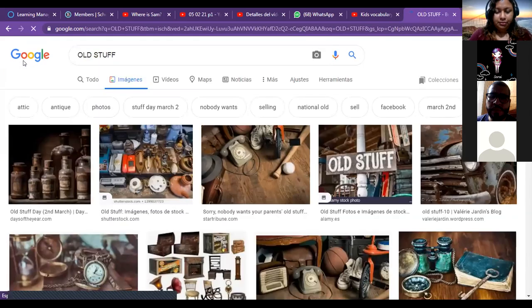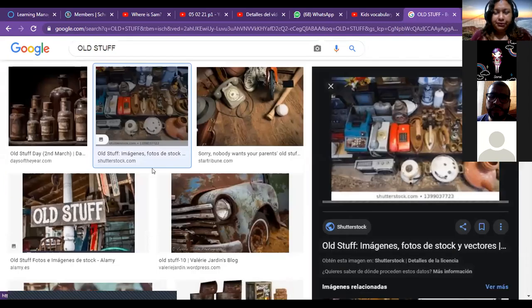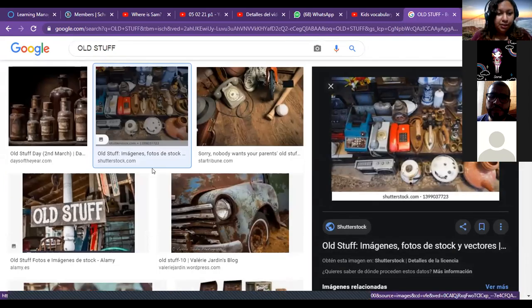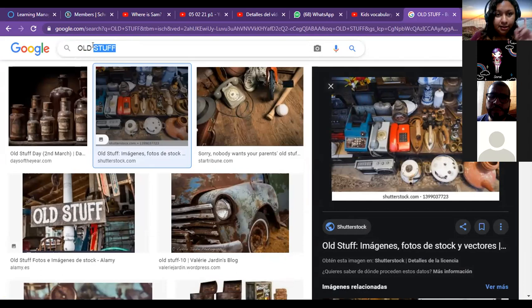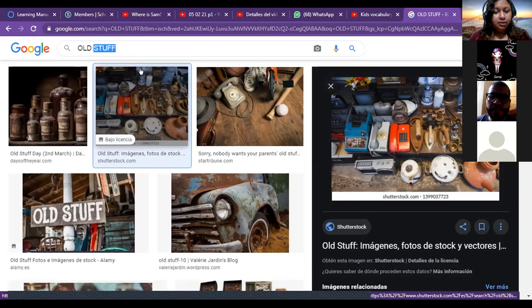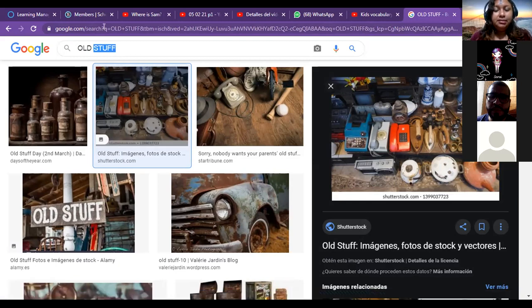Old stuff. Repeat it with me. Old stuff. Stuff. Cosas. Chunches. Stuff. La persona llega al trabajo y le dice, voy a poner mis cosas aquí. My stuff. Esta palabra, siempre recuerden, ya está pluralizada, digamos así. No necesitamos ponerle S. Si yo digo stuff, se entiende que estoy hablando de cosas en plural. So, my stuff. It doesn't need an S. Okay. So, old stuff.